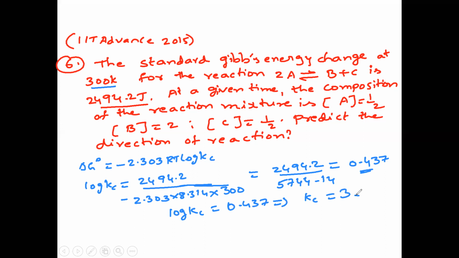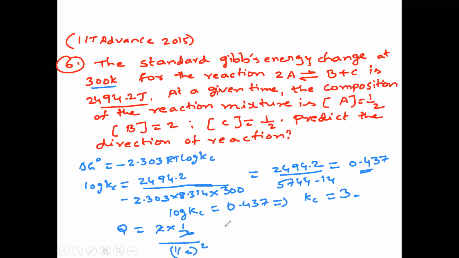Now as we got Kc is equal to 3, we can find out the Q value. Q is equal to how much? Q is equal to products over reactants, that is concentration of B, which is 2, into concentration of C, that is 1 by 2, divided by concentration of A to the power 2. Concentration of A is 1 by 2 whole square.